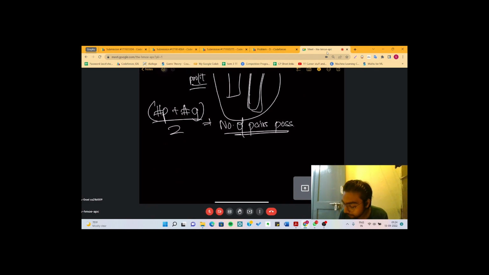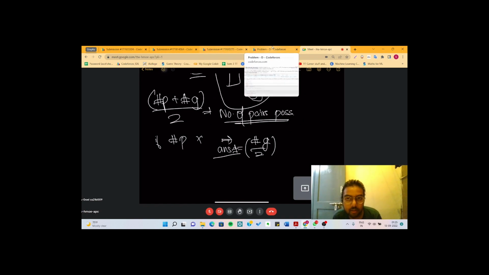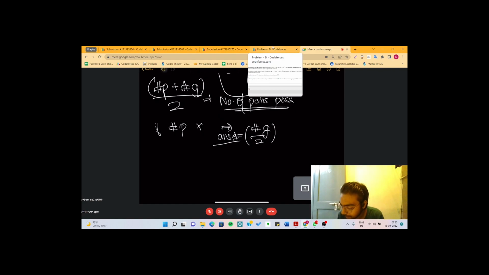Now if there is no profit, then in this case, that will be number of good people by 2. You'll just add this to your answer: answer plus equals number of good people by 2. Suppose there are 10 good people left after all these loop operations, then you can make 5 pairs out of them, and your answer will be incremented by 5.